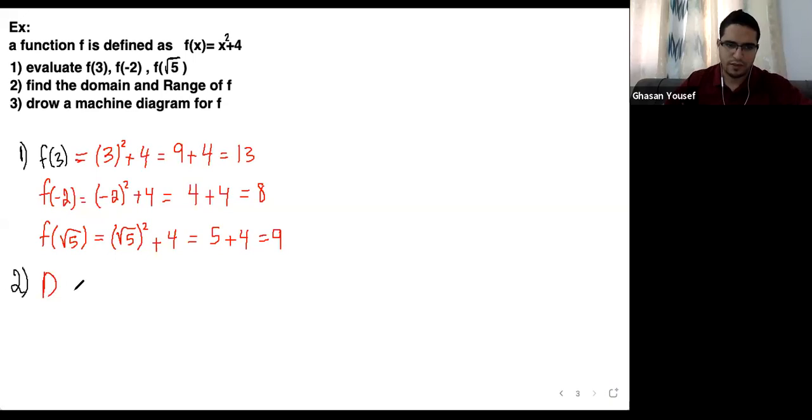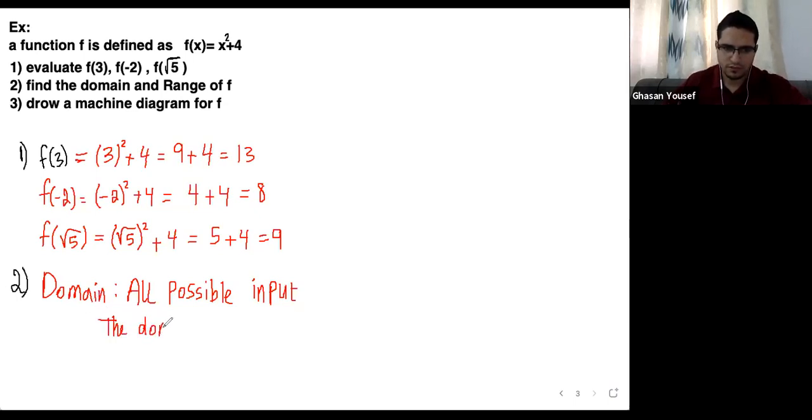So the domain, I can define it: domain is all possible input, and here my possible input is all real numbers. So the domain in this example is R. R means the real numbers, all real numbers. What is the range?